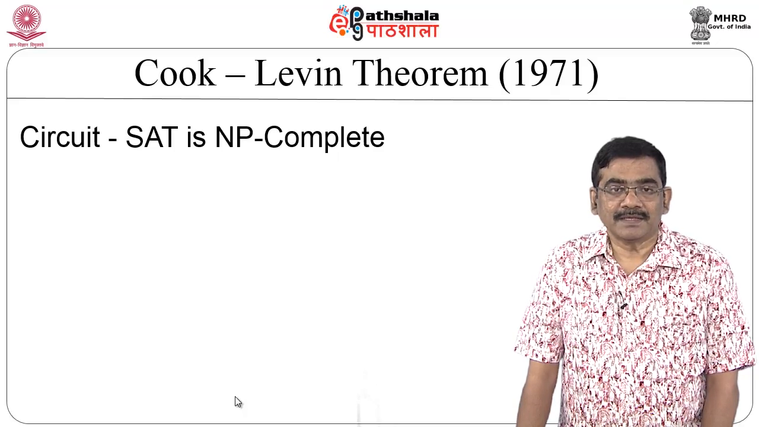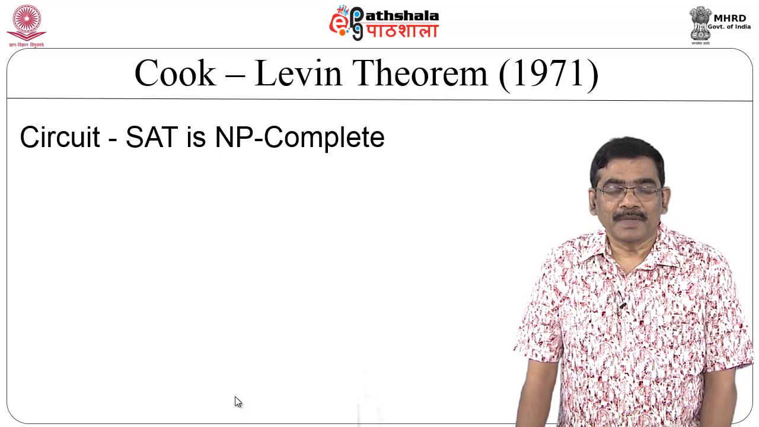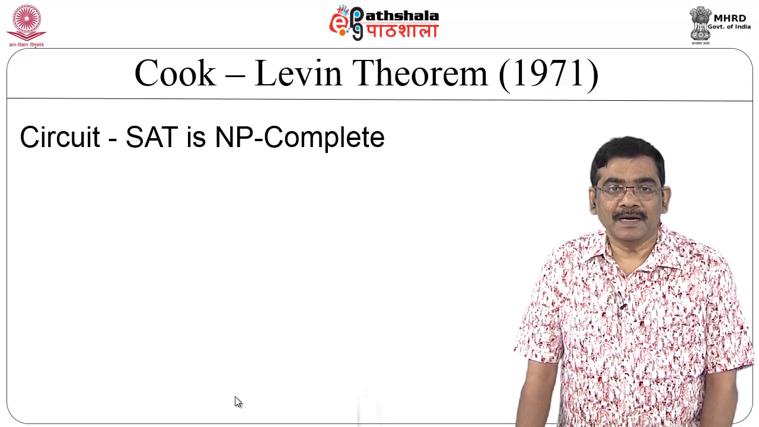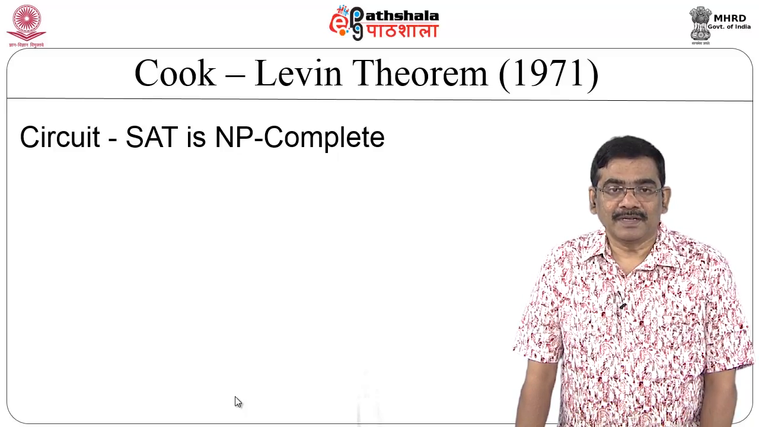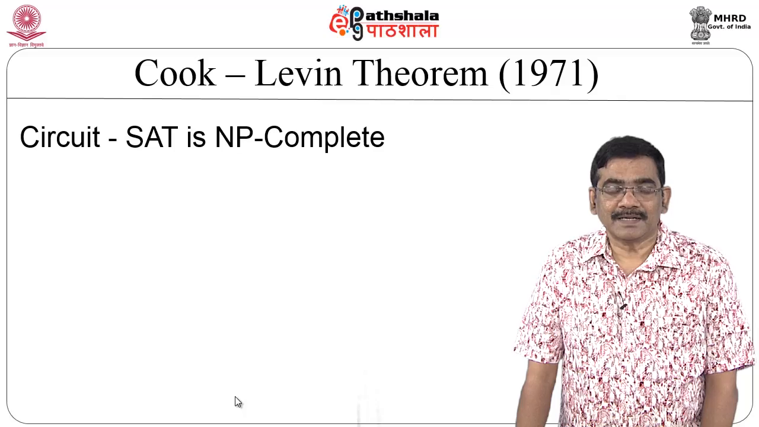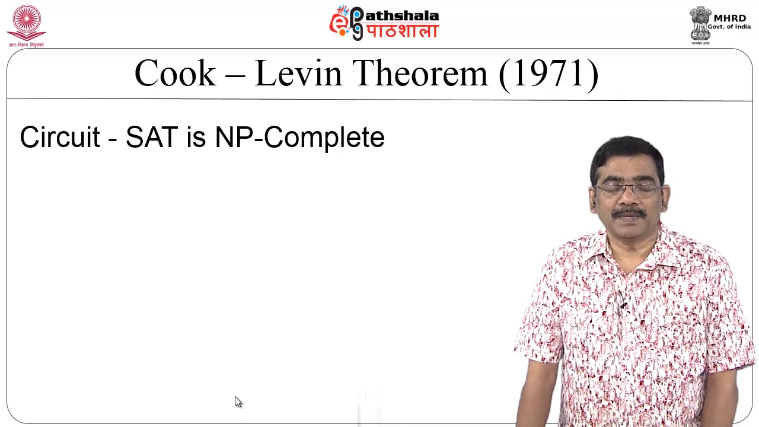So, recollect now that if we are given a problem A and we want to prove that it is an NP complete problem, then all we have to do is take a well known NP complete problem and reduce that problem to the given problem A. If that is the case, we can say that problem A is also NP complete.